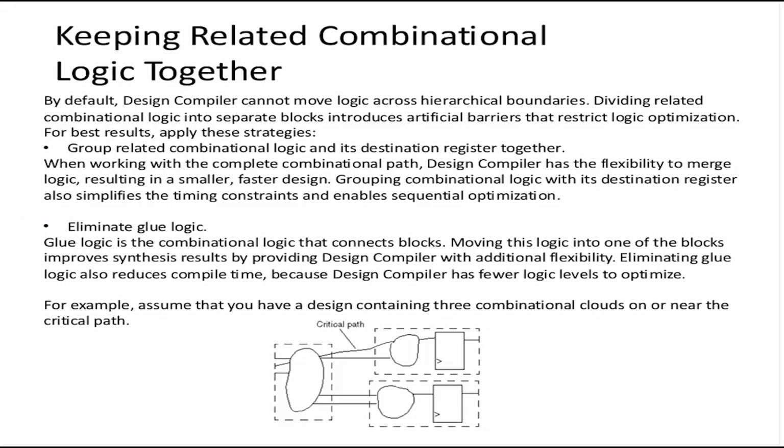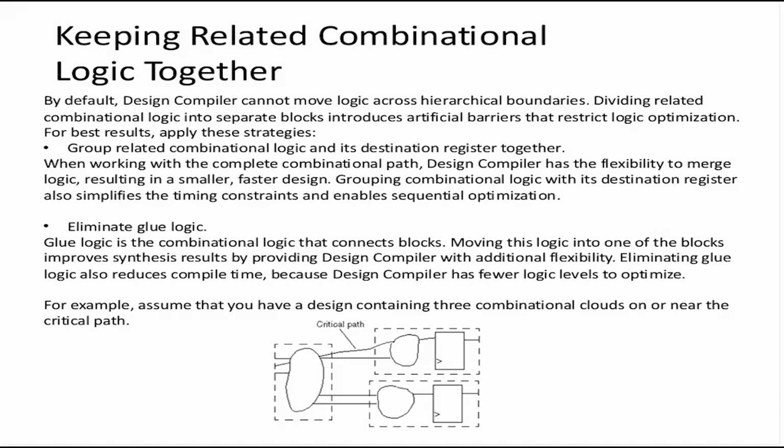The second very important thing, which is applicable at a lot of levels, is keeping related combinational logic together. By default, Design Compiler cannot move logic across hierarchical boundaries. By hierarchical boundaries, I mean across Verilog modules, if we talk about Verilog. Therefore it is very important to keep related combinational logic together. If the related combinational logic is together, then Design Compiler can use all its algorithms to optimize the design.